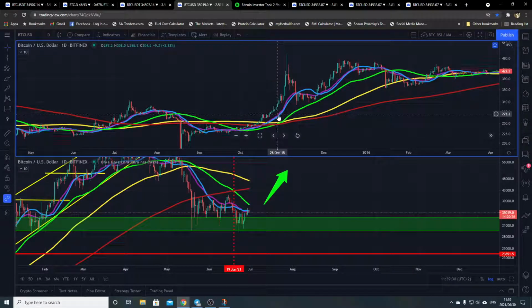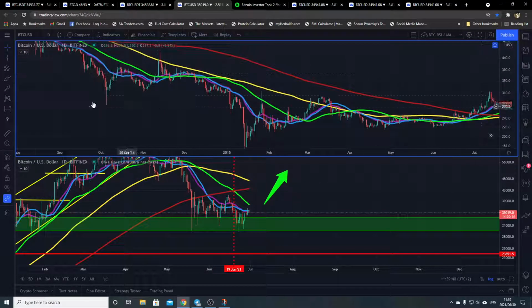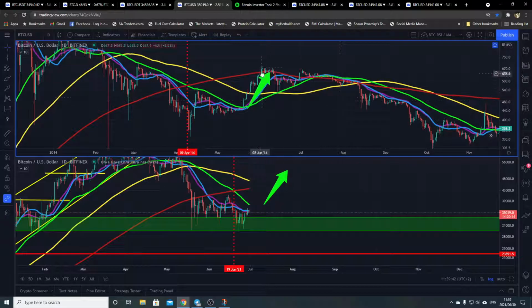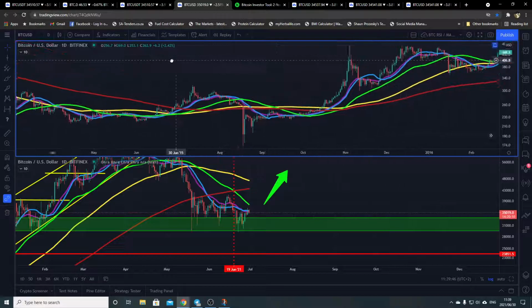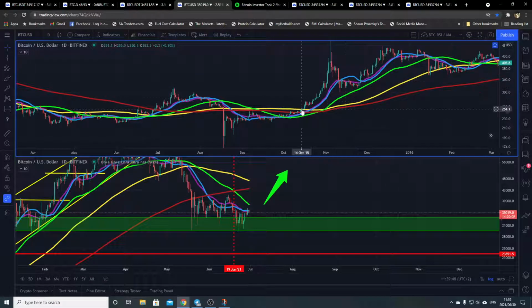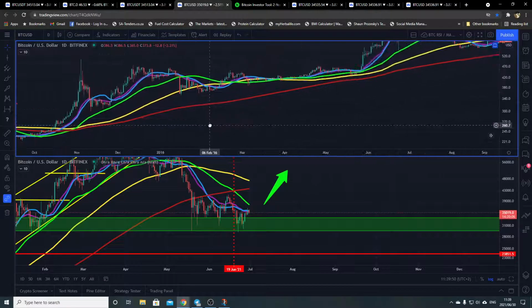Okay, the 20 MA, which is the blue line here, goes above all the other MAs as we're seeing over here. So it goes above all these MAs. What happens next, guys? What happens next? You tell me. Price goes up. Price continues to go up.